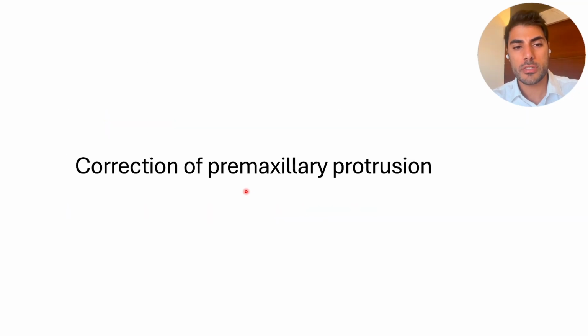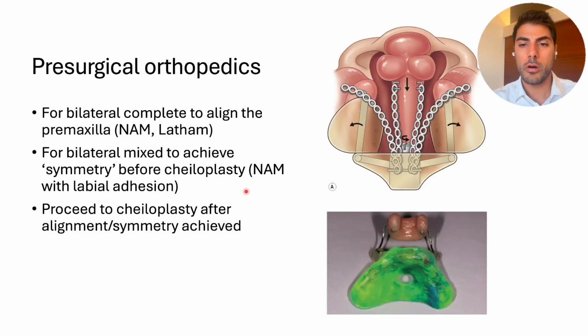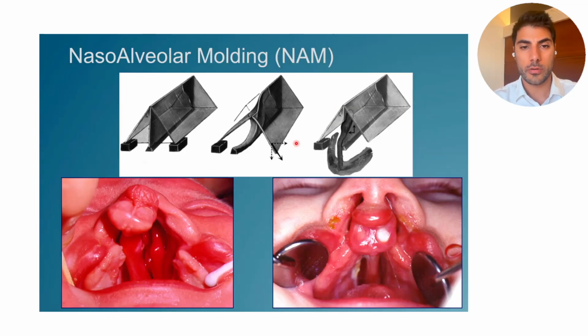So the first step, as we said, is the correction of the premaxillary protrusion. And obviously, as we discussed earlier, it can be done through presurgical molding. So it can be done through the NAM or the LATAM devices. We'll see before and after photos of it.